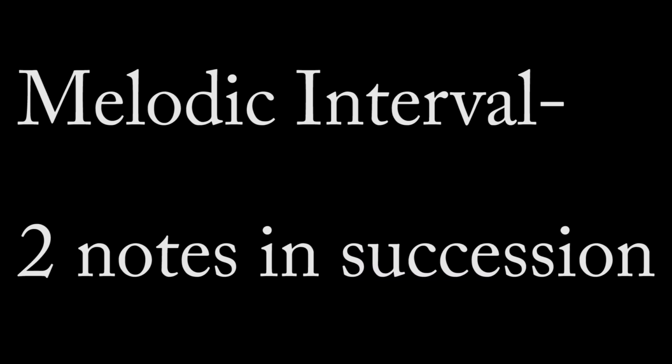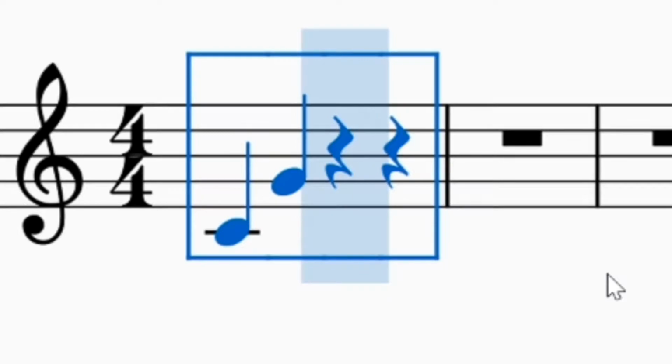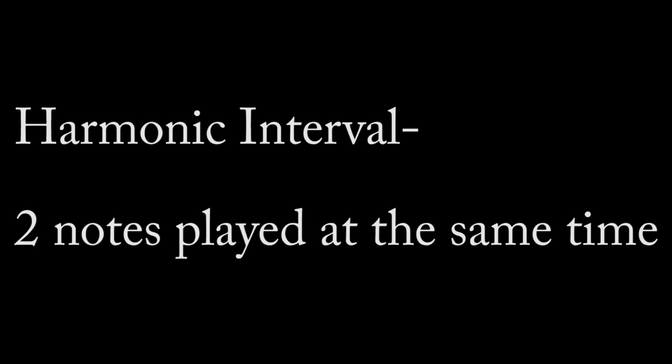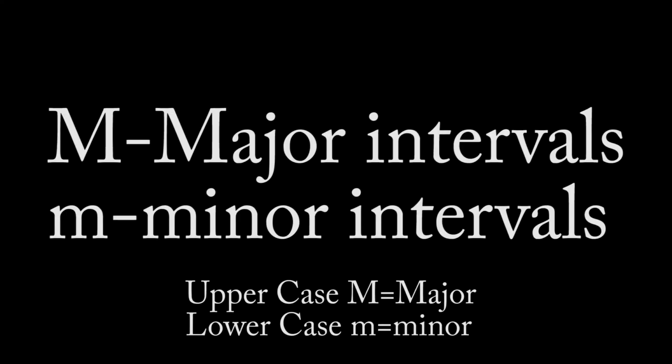What do I mean by this? Well, a melodic interval contains two notes being played one at a time. A harmonic interval contains two notes being played simultaneously. Here's an example. A good way to understand major intervals is that they come from our major scale, and minor intervals come from our minor scale, with the exception of one interval which I will discuss.